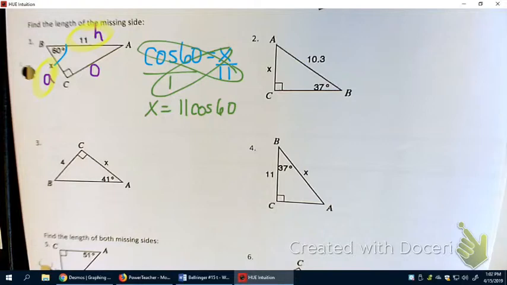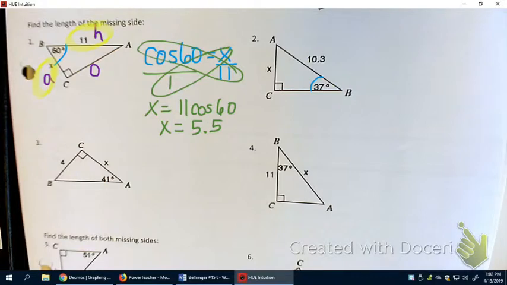Your decimals that you're going to get, most of the time you're going to get decimals. Okay? We got a pretty nice decimal as we got 5.5 here. But most of the time you're going to get decimals that are not like that. So don't be surprised that you're going to get a lot of strange decimals. Okay? Start with the angle that you're given and label your triangle.